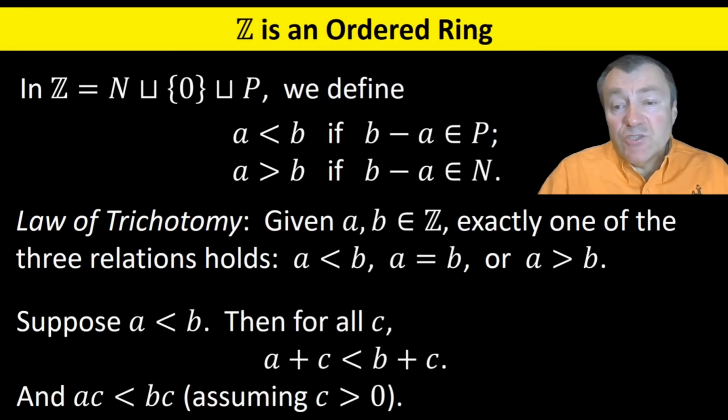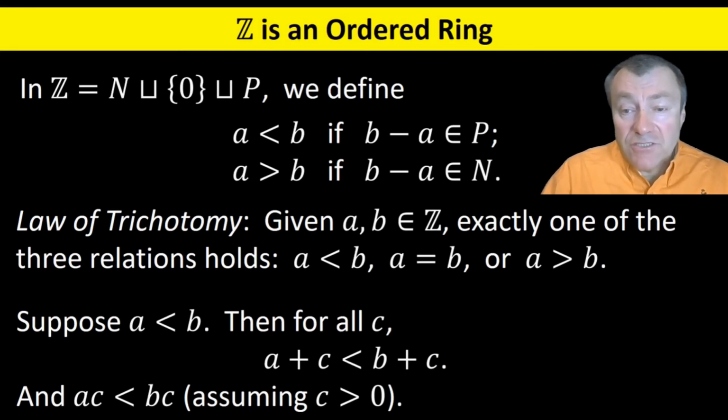This ordering of the integers plays well with our algebraic operations, and the usual manipulations hold. For example, if we start with a is less than b, then we can add any integer to both sides. The inequality is then preserved. If we multiply c on both sides, we also preserve the inequality, at least if c is positive. If we multiply both sides by a negative, we reverse the inequality. All these familiar properties follow from our assumptions about the partition of Z into positives and negatives.